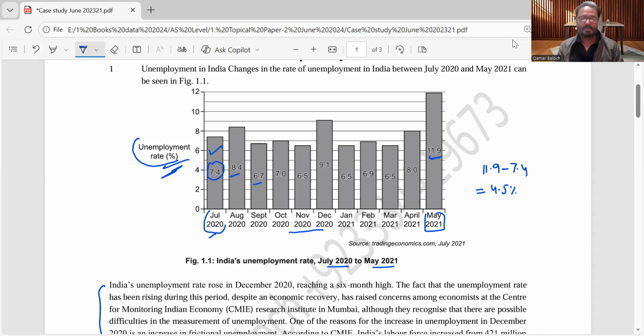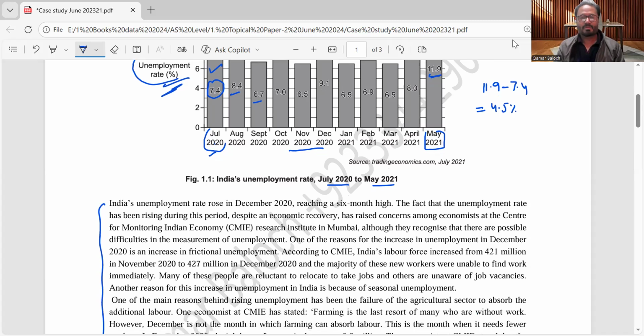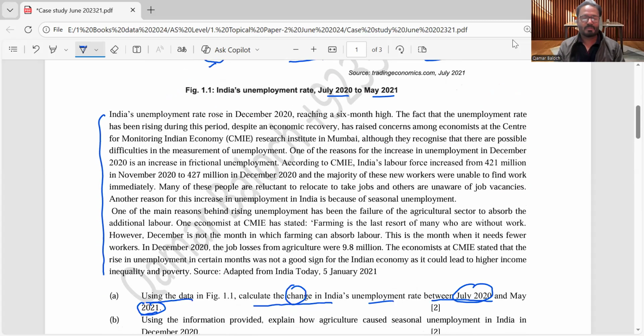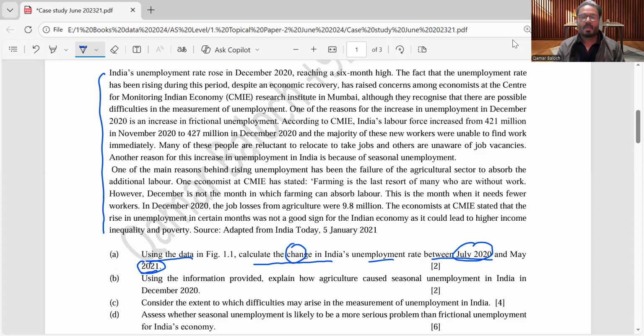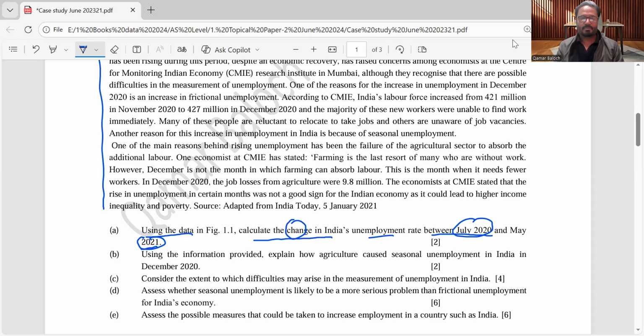So the answer is: the change in unemployment rate from July 2020 to May 2021 in India is 4.5%. There is an alternative solution to this question as well, but I think this is the most simple method that I have told you. Moving to the next question, this was the complete answer for 2 marks. Part B is: using the information provided, explain how agriculture caused seasonal unemployment in India in December 2020.